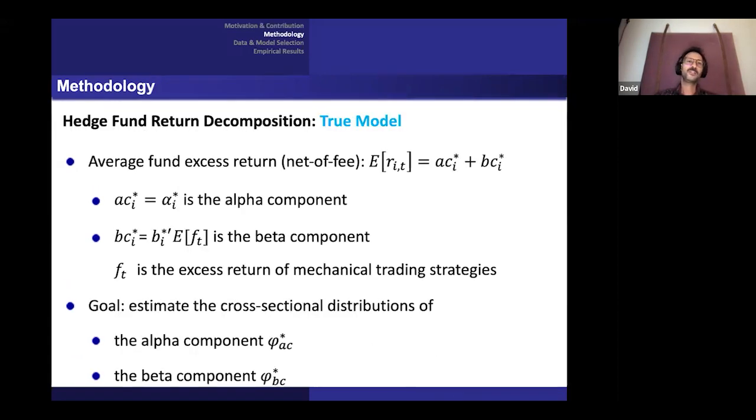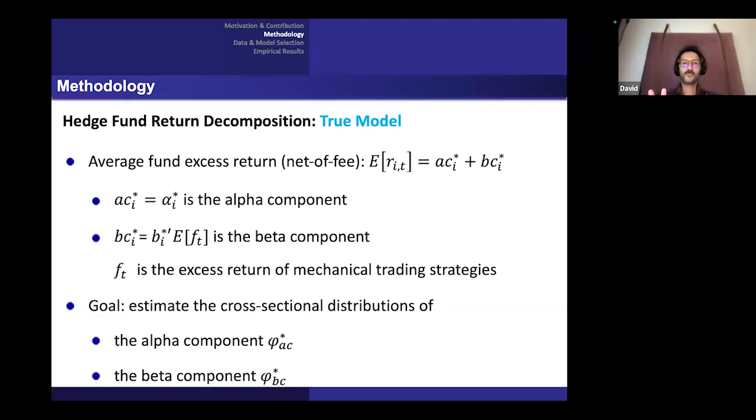So let's dig a bit now into the theory and the methodology. And let's start with this decomposition when we are dealing with a true model. So true model means that we are able to isolate the factors on which the fund is loaded, so is boosting its return. So we are interested in the average fund excess return net of fee. Again, we are taking the viewpoint of an investor. So this is the performance that hedge funds deliver to investors.